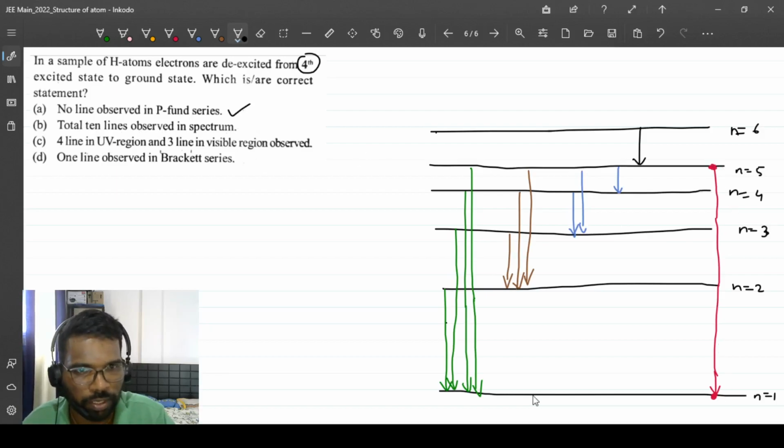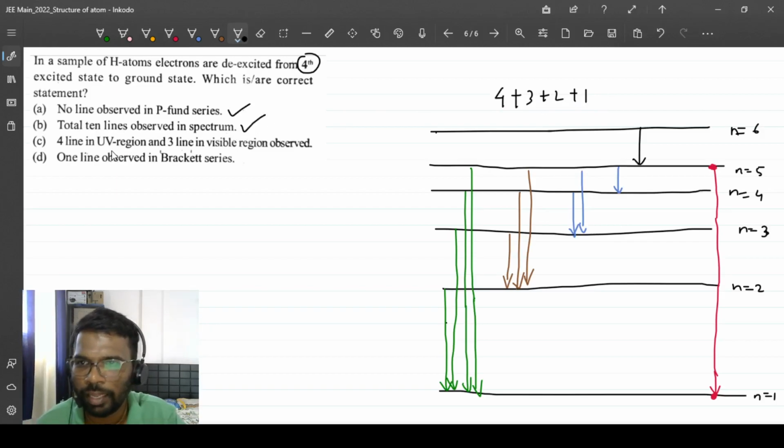Total 10 lines are observed in the spectrum. Like if it is this, then 4 lines of the Lyman series, 3 lines of the Balmer series, 2 lines of the Paschen series, and 1 of the Brackett series. So this comes to 7, 8, 9, and 10. So this is also correct.